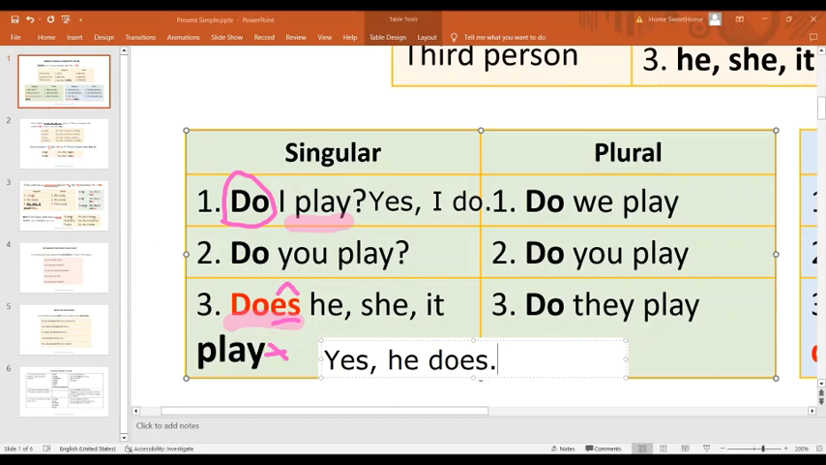So let's make a sentence. Let's talk about she. Let's use the pronoun she in a sentence. She dances. Remember, we have to add s in third person singular. Now make a question to this sentence. Right. Hope you get it. Does she dance? And the positive answer will be yes, she does.